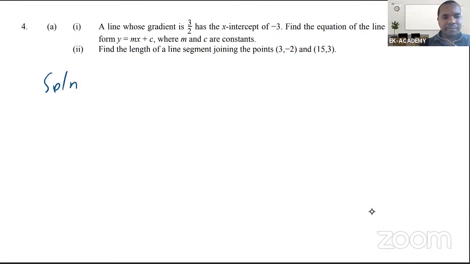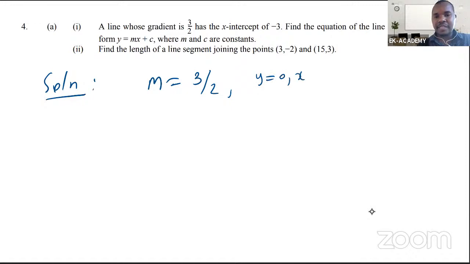We go to the solution. So we were given the gradient, which is m = 3/2, and the x-intercept. X-intercept means that y is 0. So y is 0 when x equals -3. So the point here, dear students, becomes (-3, 0). We are supposed to find the equation of the line in the form y = mx + c, where m and c are constants. Okay, so we know the formula.